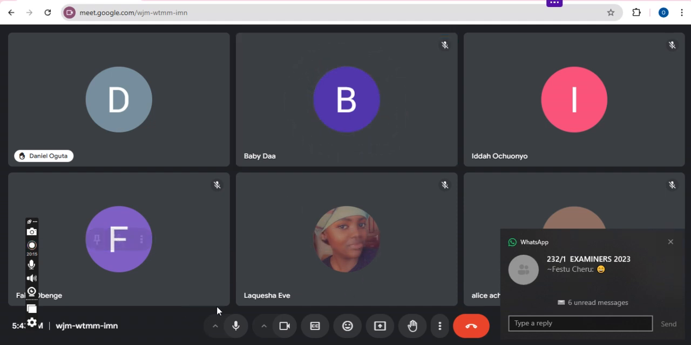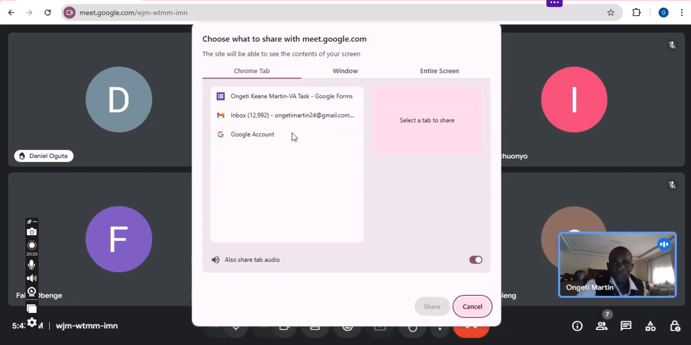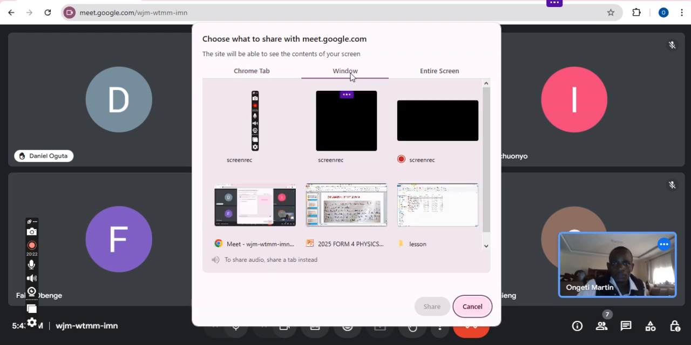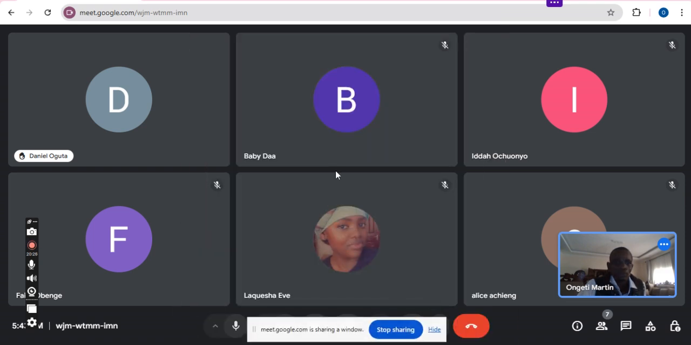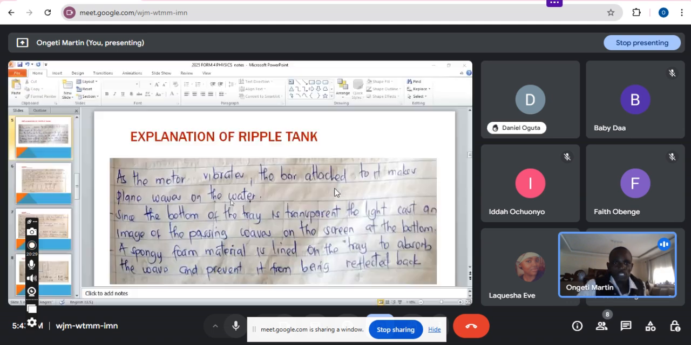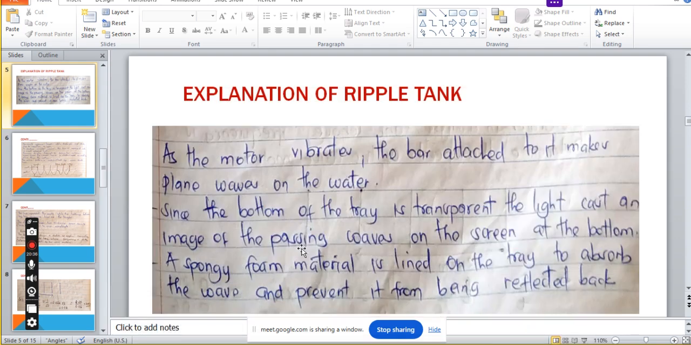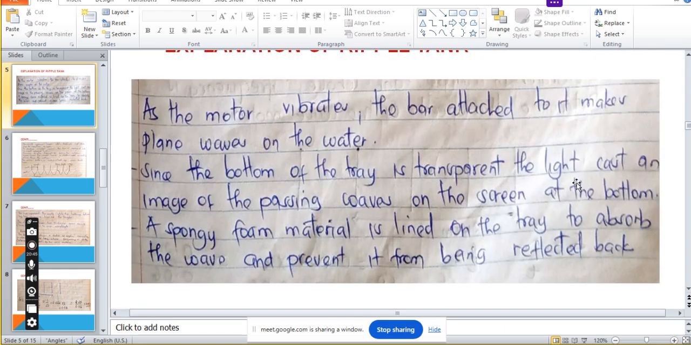Okay, so let us go back to our slide. I hope you are able to see the video, you're able to see the ripple tank. Now you know more about the ripple tank. Is it true? Yeah, so you've seen now what the vibrator looks like, so that when I talk about a ripple tank, I'm not talking about Greek.